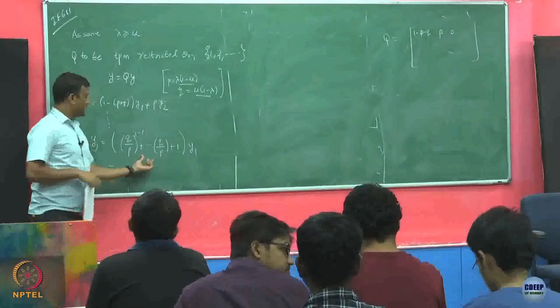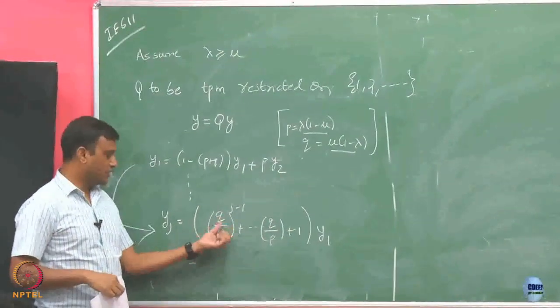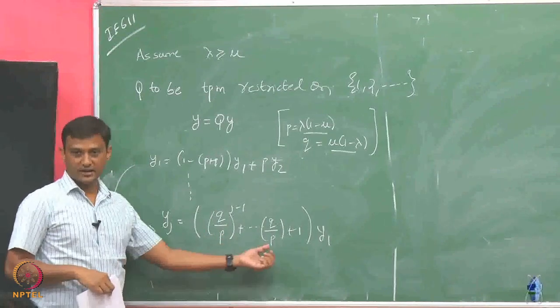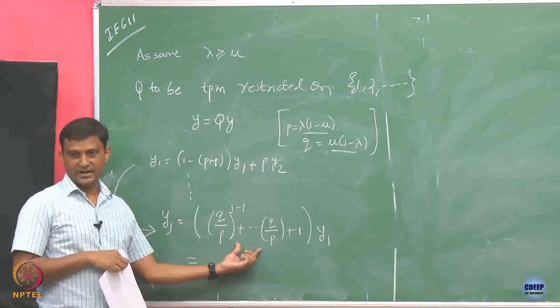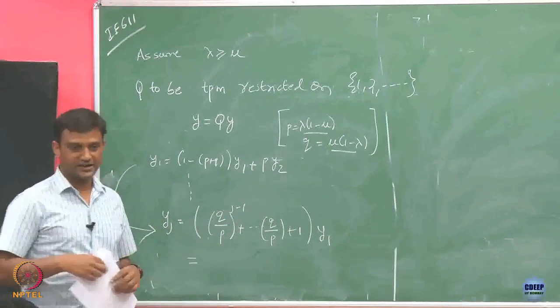And now if you apply the geometry, I have q by p here. So if I treat it as a geometric progression with the ratio term q by p, what is it that you are going to get here?